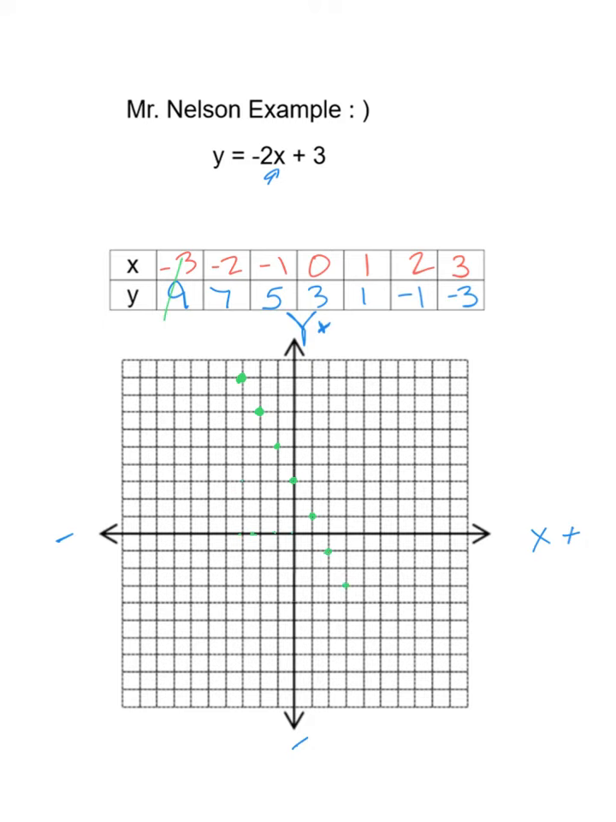And then if you've done it correctly, you'll be able to see that it actually makes a straight line, which that is not exactly a straight line, but you get the picture. So that's what we're going to do. You're going to come up with x values, use those to find the y values, and then you're going to plot the points on the graph.